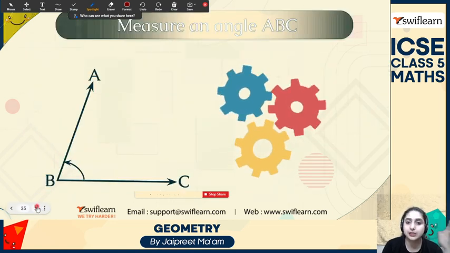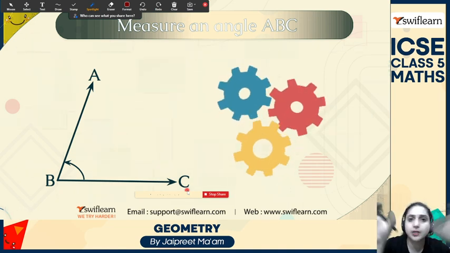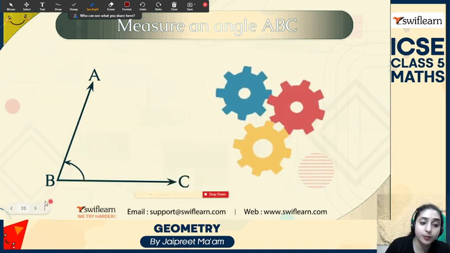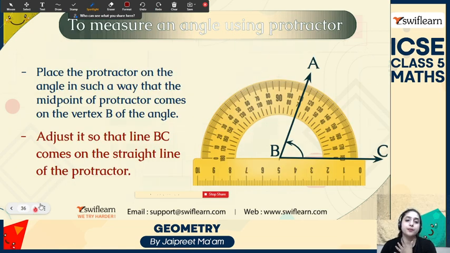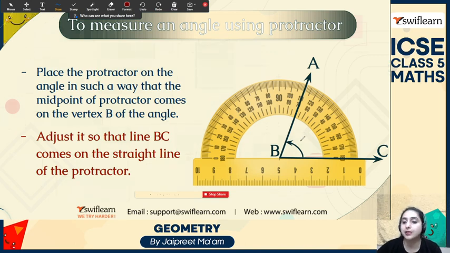For example, this is an angle ABC. We can check without measuring that it is an acute angle, but we want a perfect measure. So how will we do that? Place the protractor. This is how you have to place the protractor. For example, this is a line. You will place it, this is an angle.